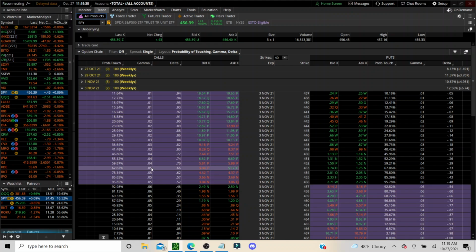So you see the gamma actually looks like it's right around this area. It's the rate of change. The change happens faster at the money, so a lot of people like to choose the at the money spot, because that changes your delta a lot faster.